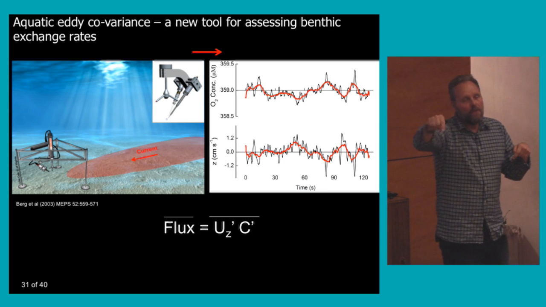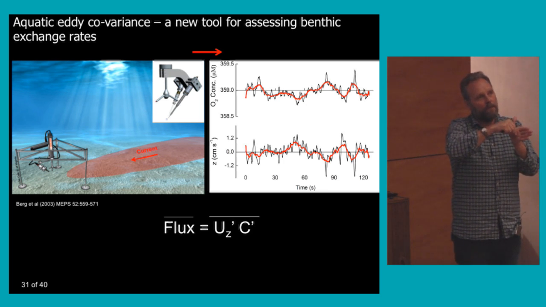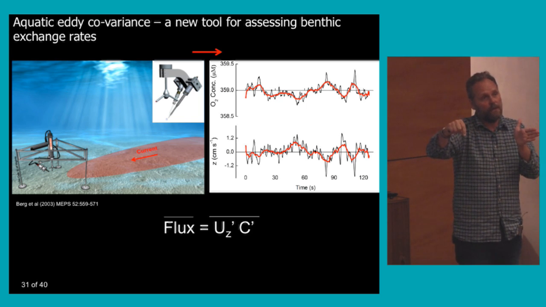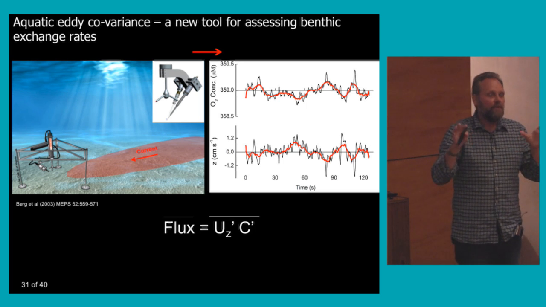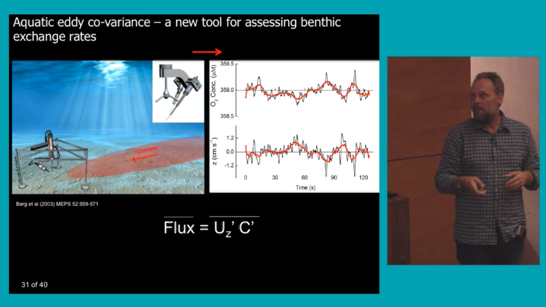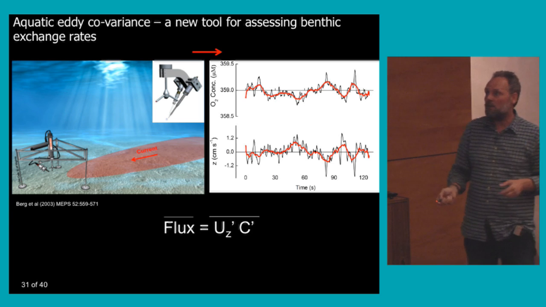The point with microelectrodes that we've seen is that they only resolve conditions at one specific point, which is nice. We get a lot of detailed information there, but you need many profiles to characterize what's going on. The problem with a chamber is you enclose the thing and you change the light potentially, but more importantly, you change the hydrodynamics. And planar optrodes work on a wall, which is also a problem.